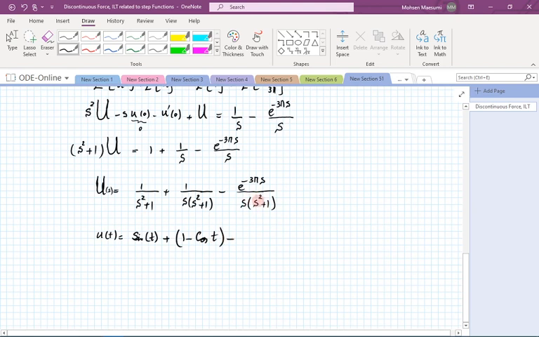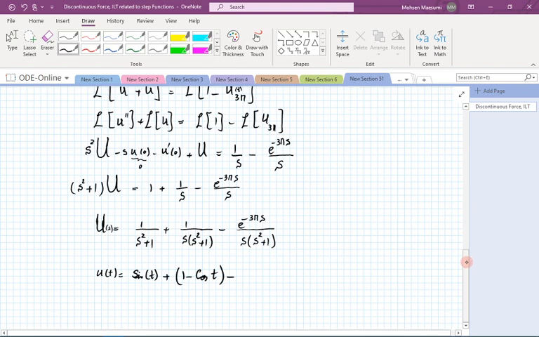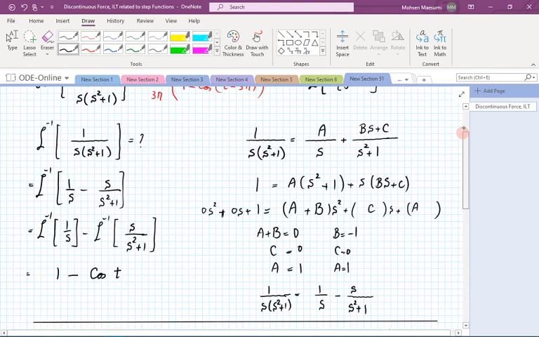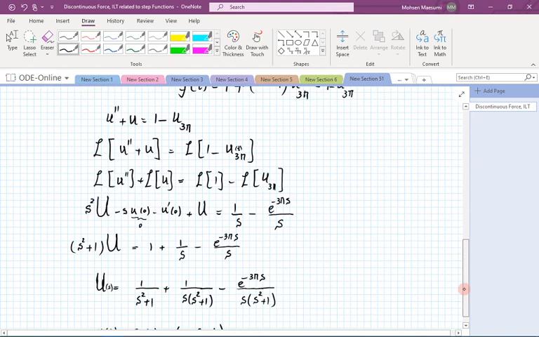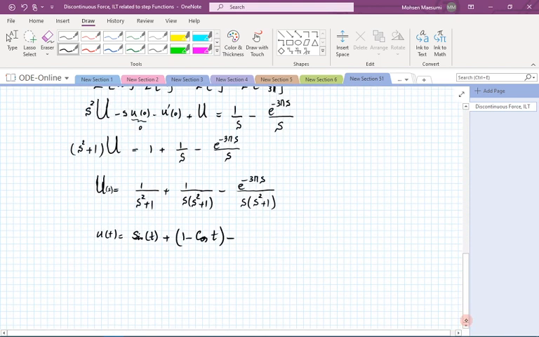And this is that problem we just did at the very beginning with the delay in the switch, which is exactly this answer. So I'm going to rewrite that. So let's write 1 minus cosine of t minus 3 pi times u of 3 pi.